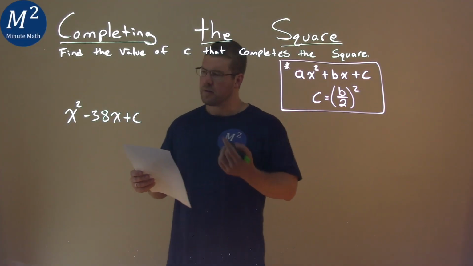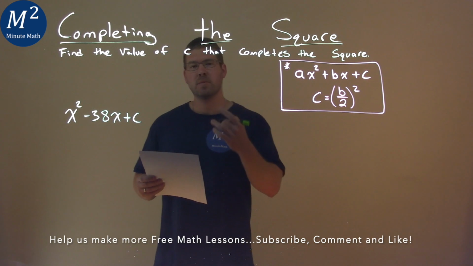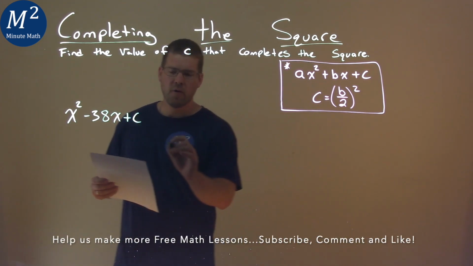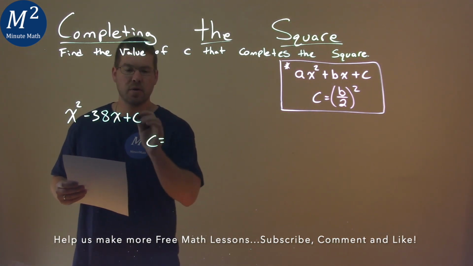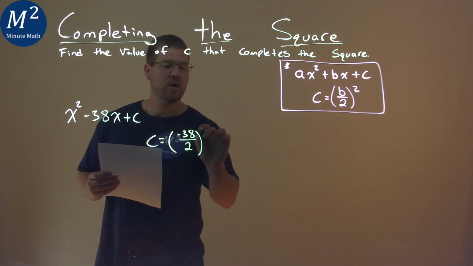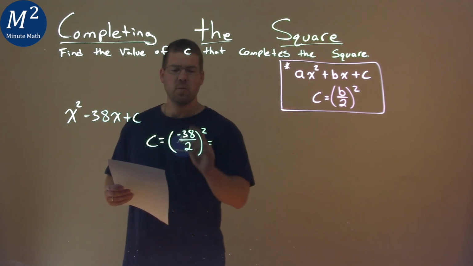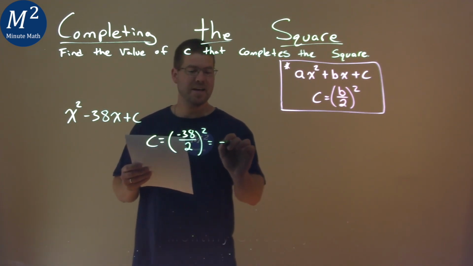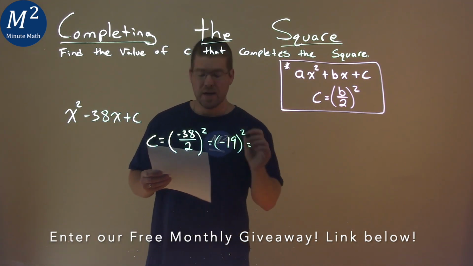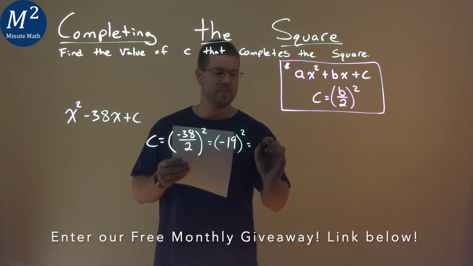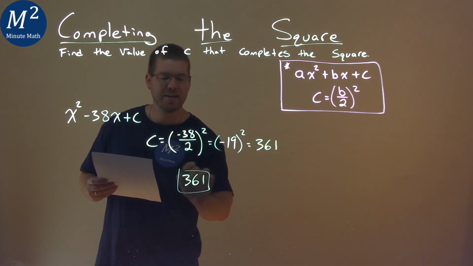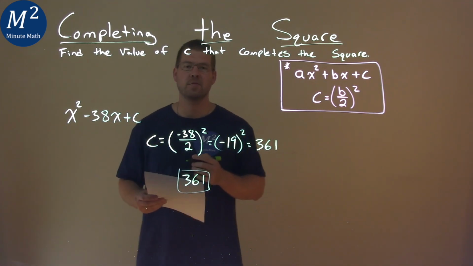We're given this problem right here, x squared minus 38x plus c, and we need to find the value of c that completes the square. Our formula tells us c needs to equal our b value, negative 38, divided by 2, all squared. Negative 38 divided by 2 is a negative 19. And when we square a negative number, it becomes positive, and negative 19 squared is 361. And so 361 is the c value here that completes the square.